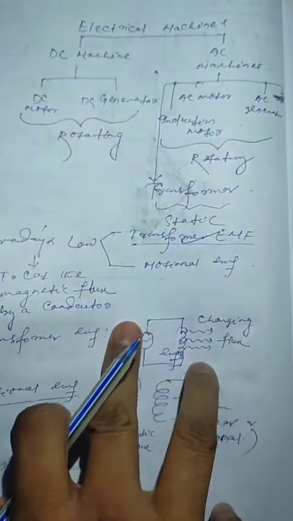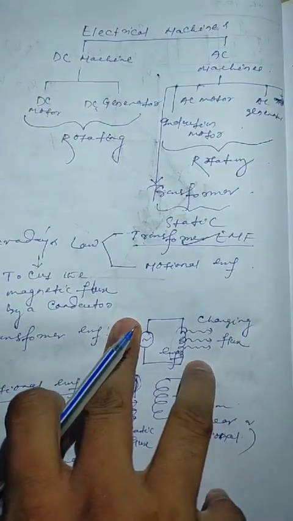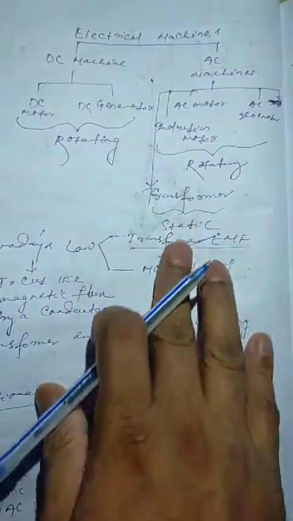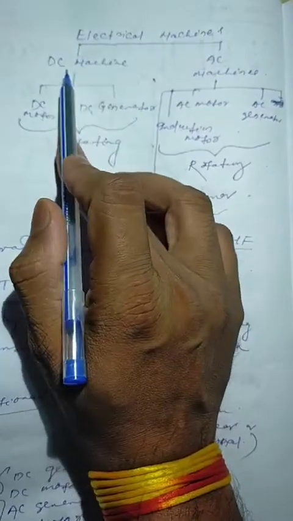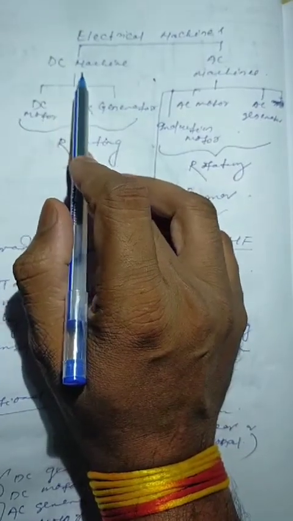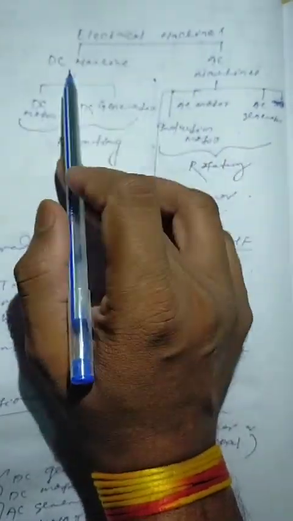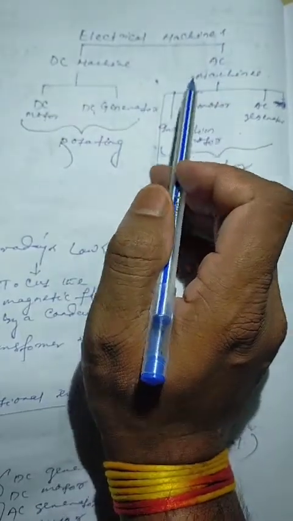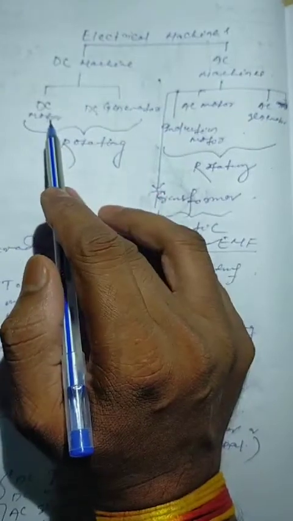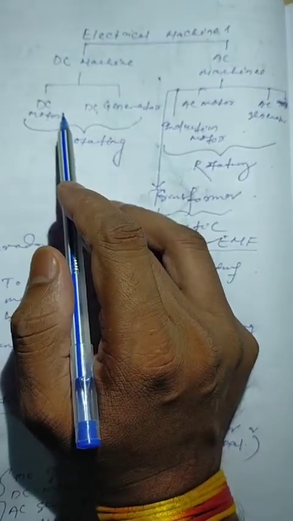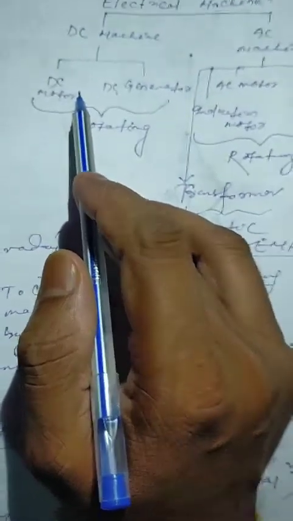Good evening, students. Today we will study electrical machines. Broadly, electrical machines are of two types: one is the DC machine and the other is the AC machine. Under your DC machines, you have two types of machines: one is the DC motor, and the next one is the DC generator.